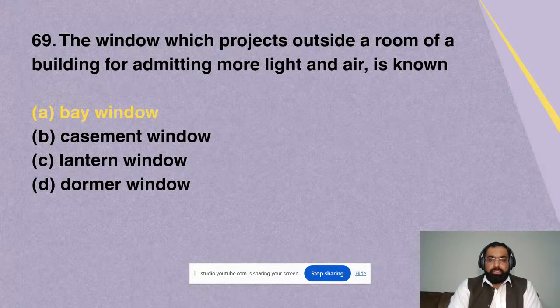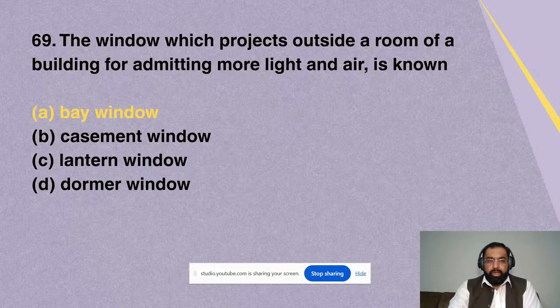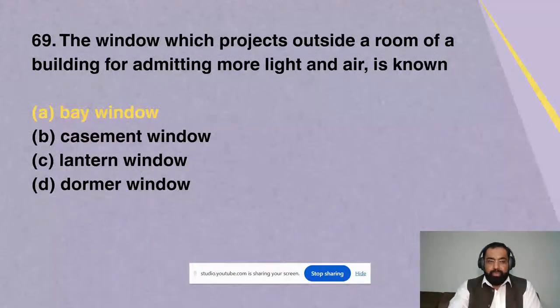69. The window which projects outside a room of a building for admitting more light and air is known as: A. Bay window, B. Casement window, C. Lantern window, D. Dormer window. Option A is bay window.